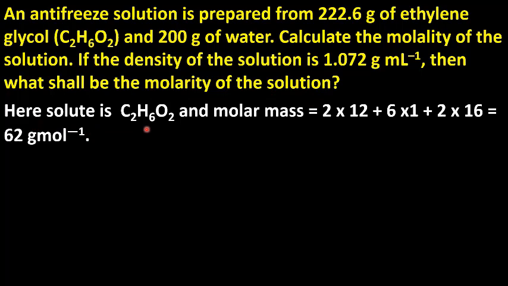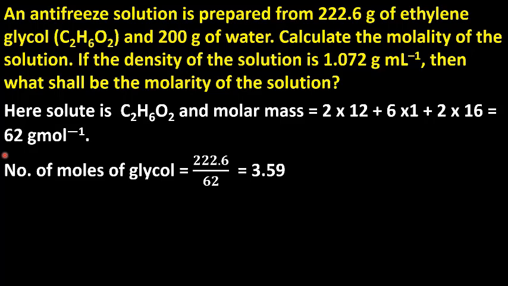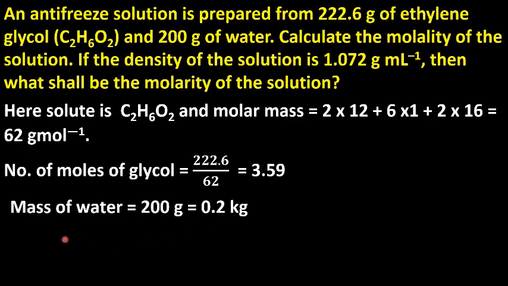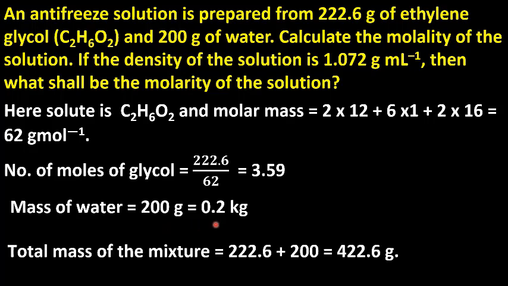Here the solute is ethylene glycol and the molar mass of ethylene glycol is 62 gram per mole. Number of moles of glycol is equal to mass of the ethylene glycol by molar mass. So 222.6 by 62 is nothing but 3.59 moles. Mass of water is 200 grams. If 200 grams is converted into kilograms, this becomes 0.2 kilogram. Total mass of the mixture is mass of ethylene glycol plus mass of water, which is 222.6 plus 200, equal to 422.6 grams. This is the total mass of the mixture.